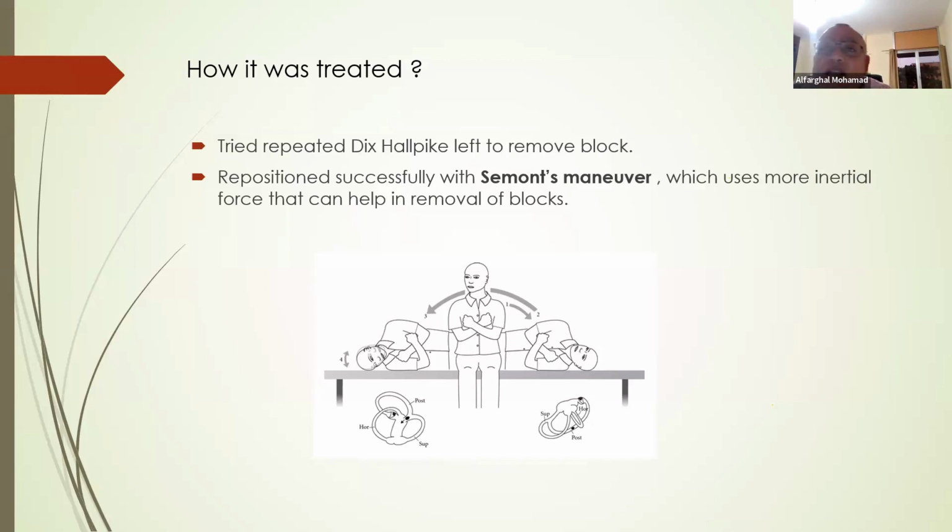So a proper assessment and being careful, considering that the trauma is very variable. You don't know what its exact effect is. So proper and gentle assessment for patients with post-traumatic BPPV.